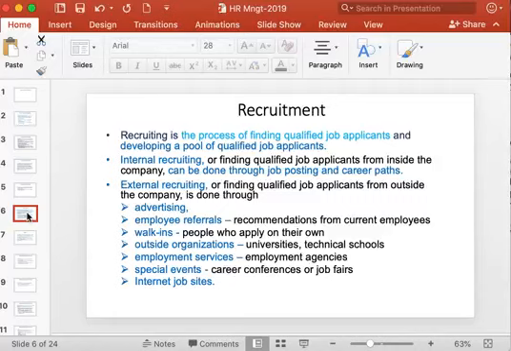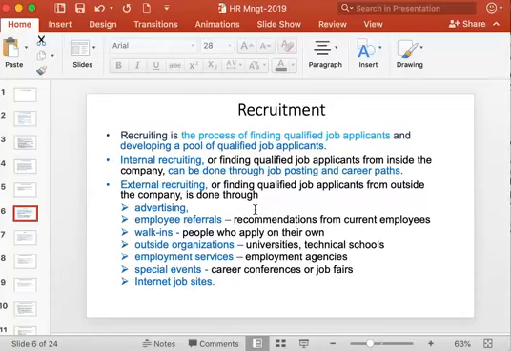Now, moving on to the recruitment. Recruiting is the process of finding qualified job applicants and developing a pool of qualified job applicants. Recruitment can be divided into two types: internal and external recruitment. Internal recruitment refers to finding qualified job applicants from inside the company, and this can be done through job posting or maybe taken care through career paths that are already developed for the progression of existing employees.